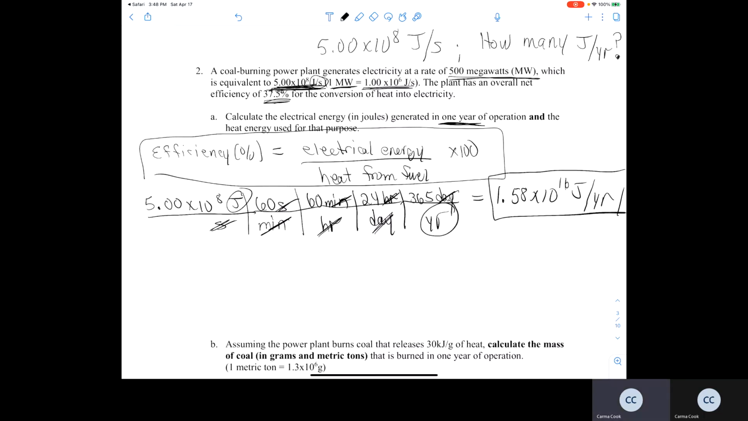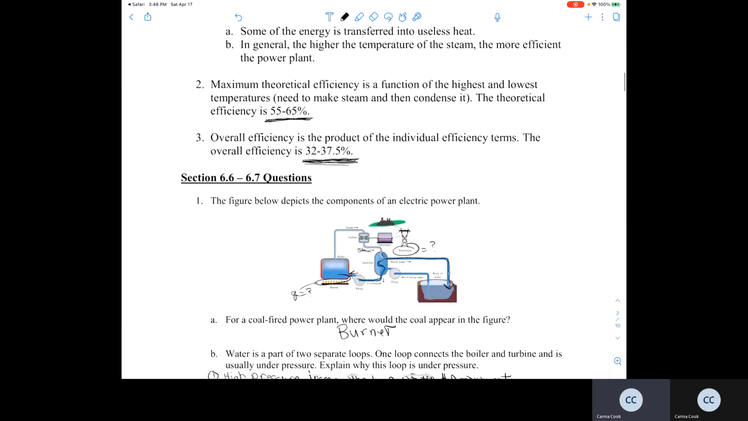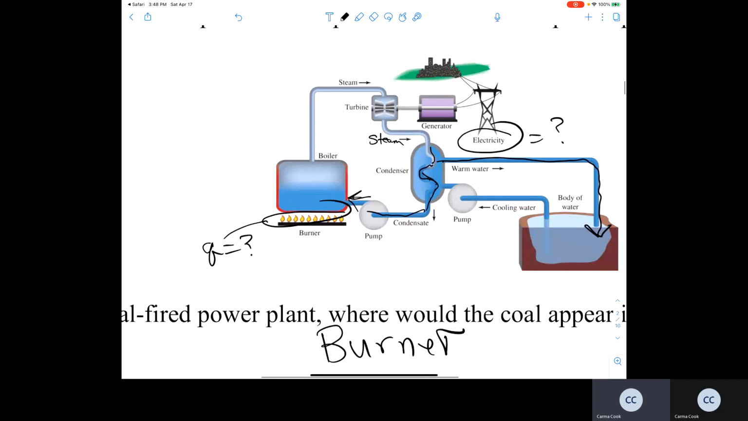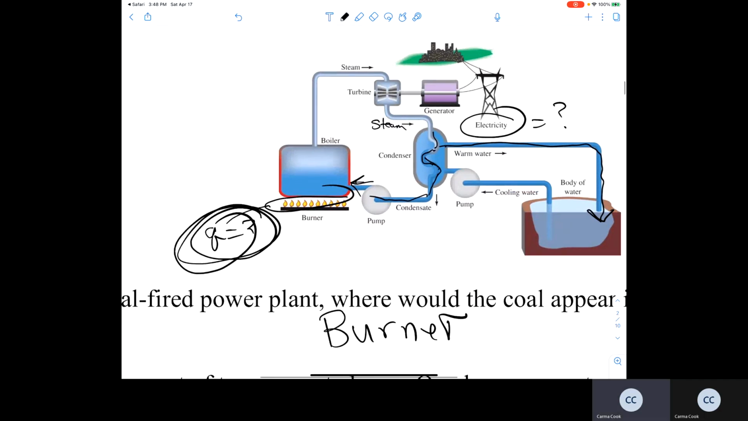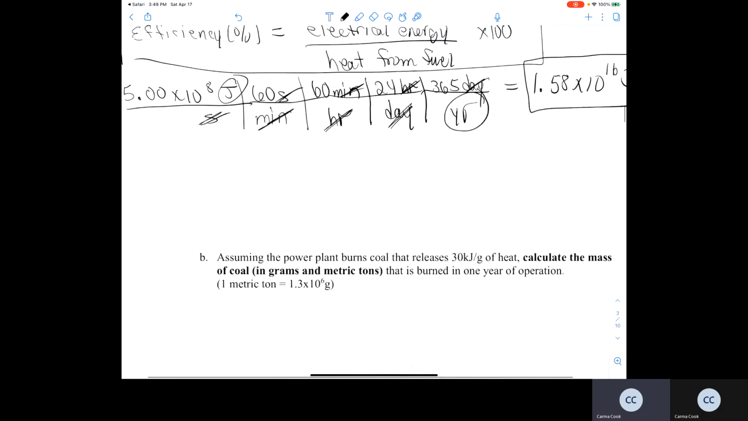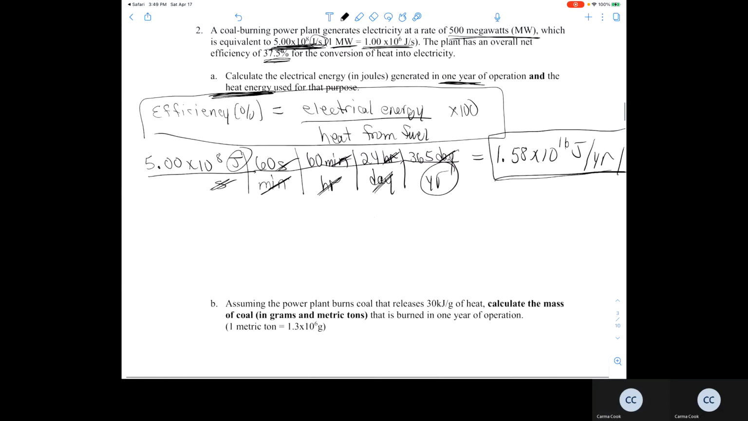The next question, how much heat was burnt? How much coal was burnt to generate enough heat, Q, to generate this much electricity in a year? So how much heat did the coal generate to produce 1.58 times 10 to the 16th joules per year of electricity?